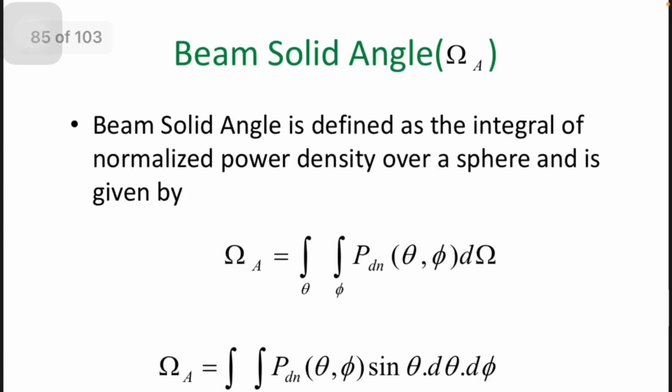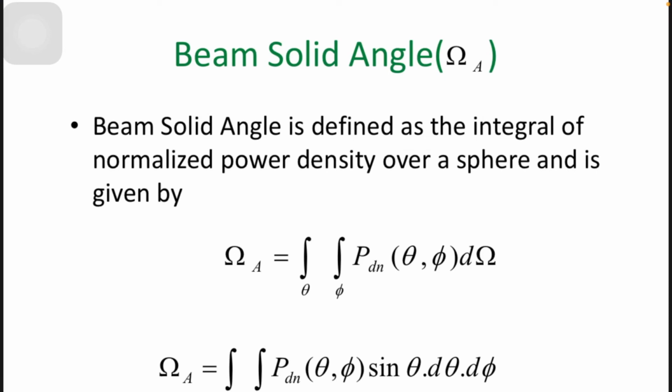Beam solid angle, omega A. Beam solid angle is defined as the integral of the normalized power density over a sphere, and it is given by omega A equals integral over theta and integral over phi of Pdn of theta comma phi d omega.